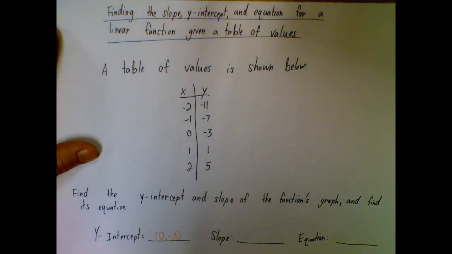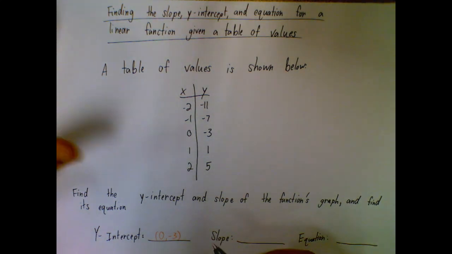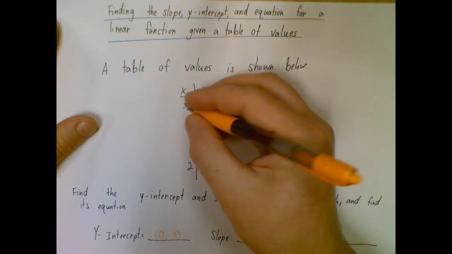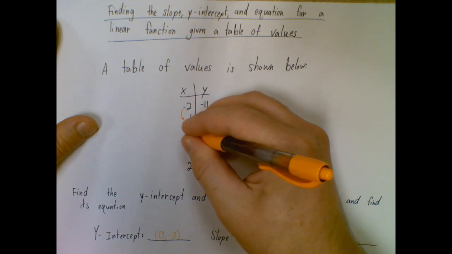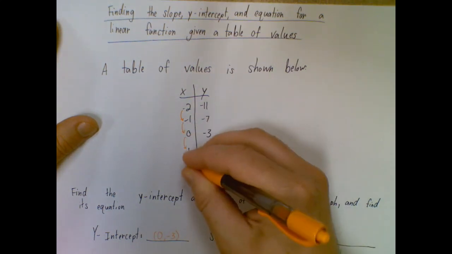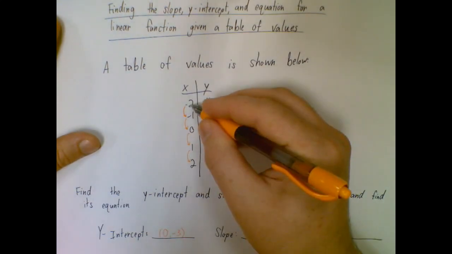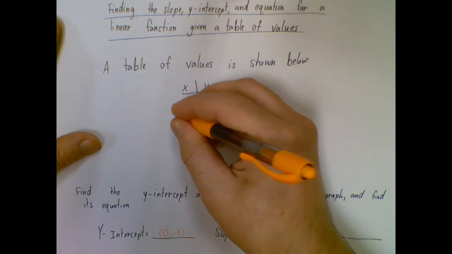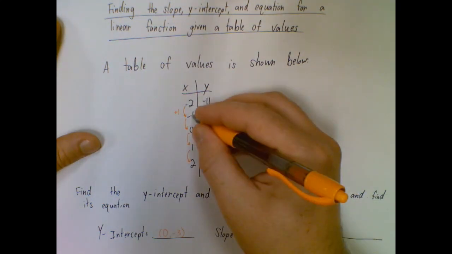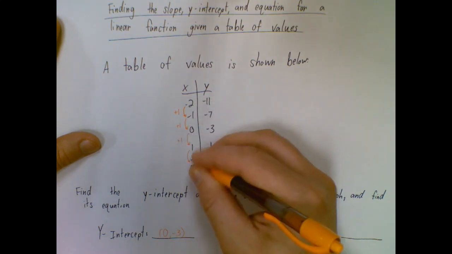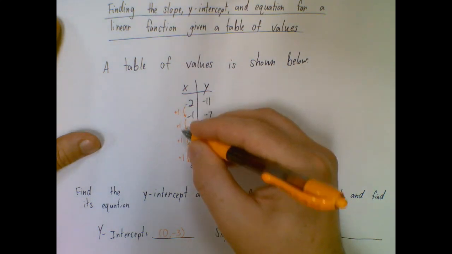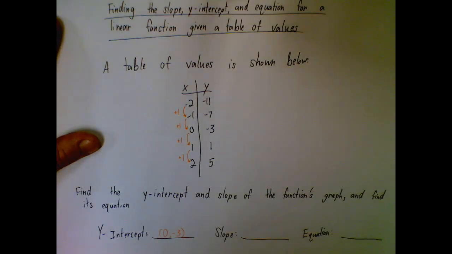The slope is a little bit trickier because it's a ratio. So I want to figure out how much I'm changing from one point to the next. From -2 to -1, I'm going up by 1. I'm adding 1. Similarly, -1 to 0, 0 to 1, and 1 to 2. So we have a nice consistent pattern here of adding 1 each time.